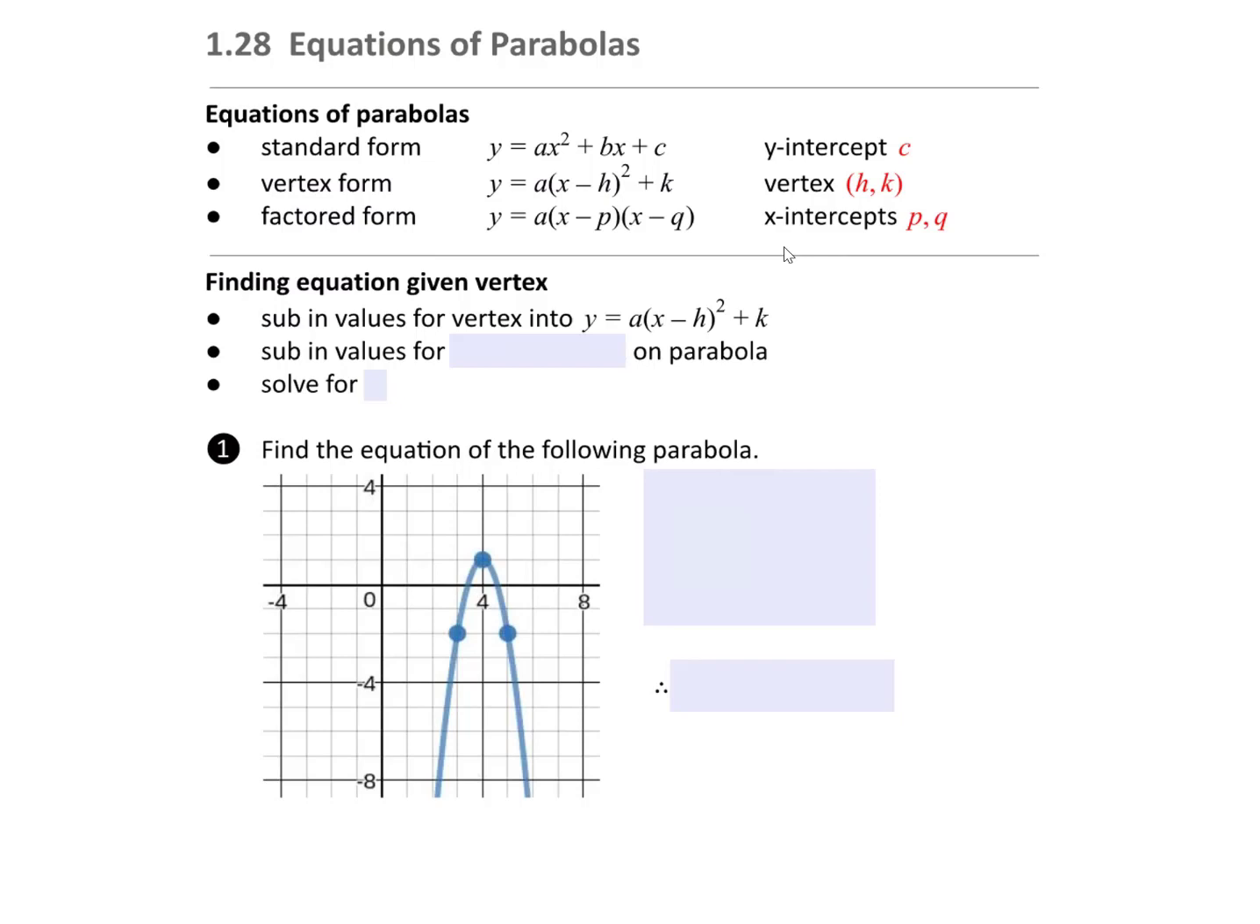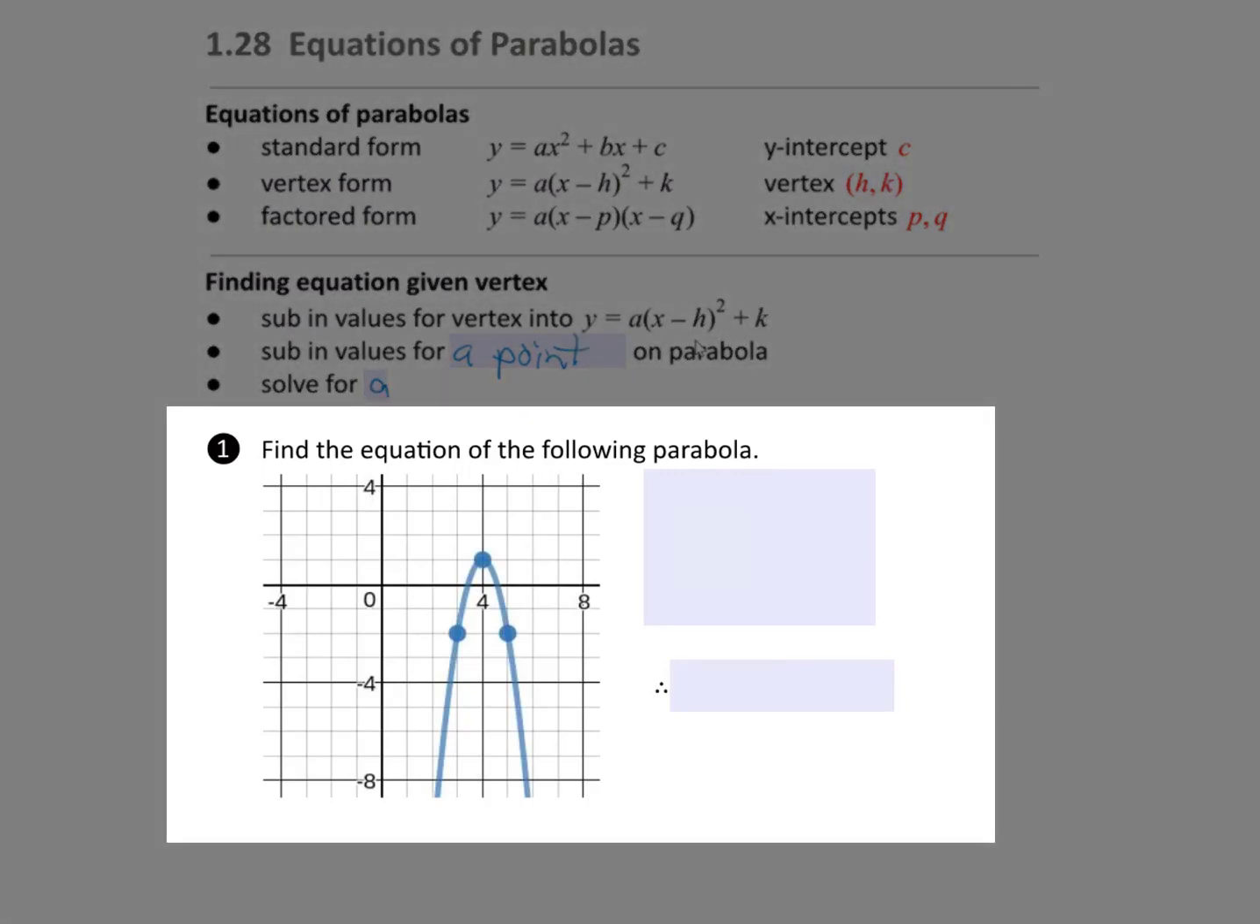To find the equation of a parabola, we have to use a few different methods depending on what we're given. If I gave you a vertex form, you have to sub in a value into the vertex form. So sub in values for a point on the parabola to solve for your a value.